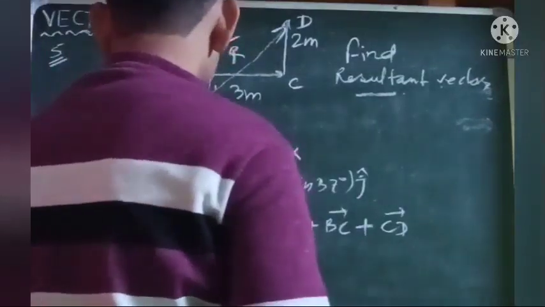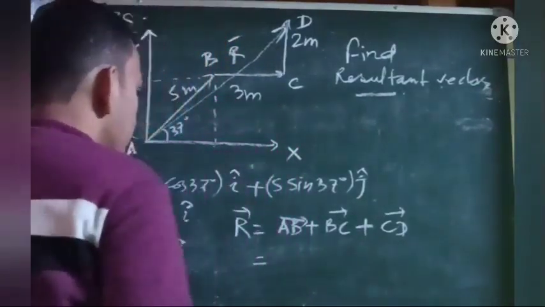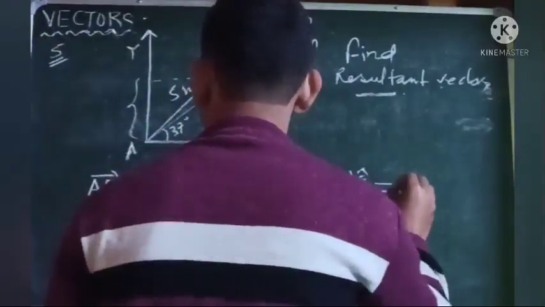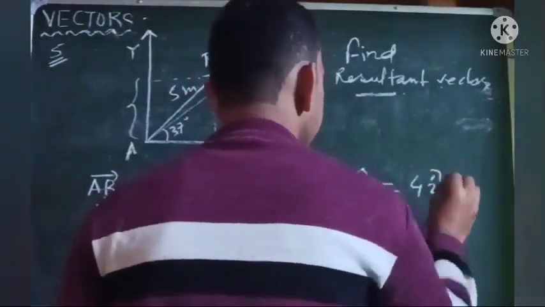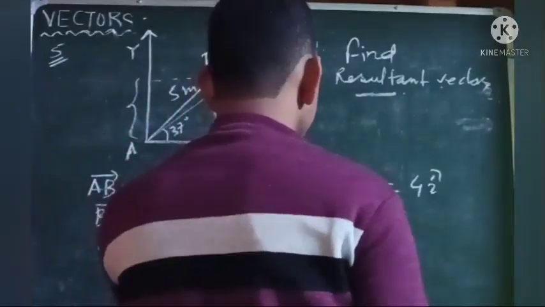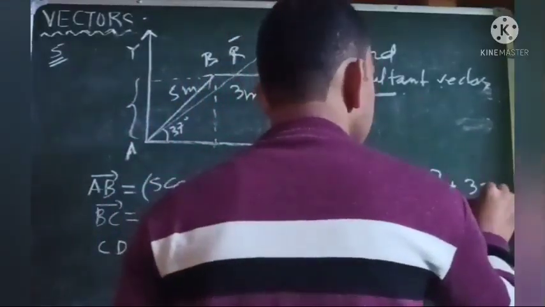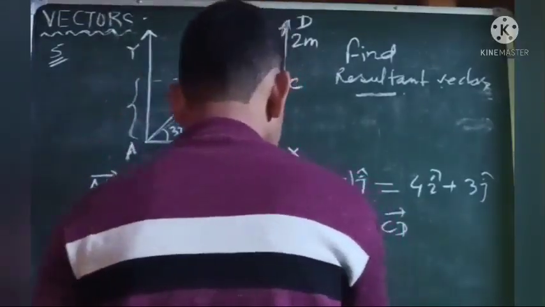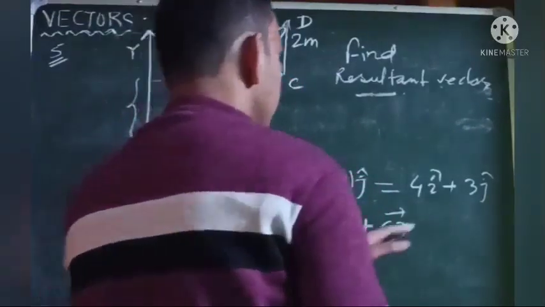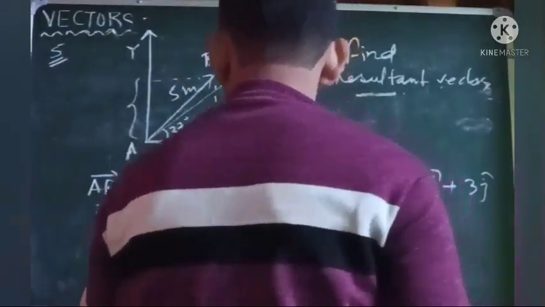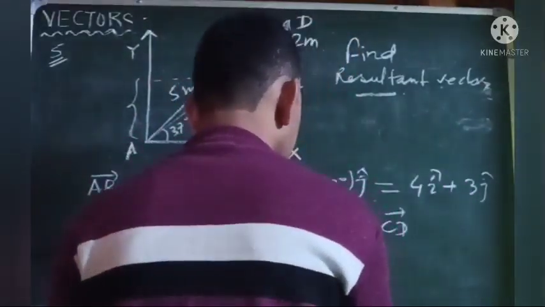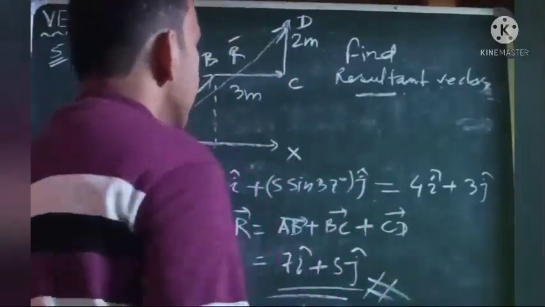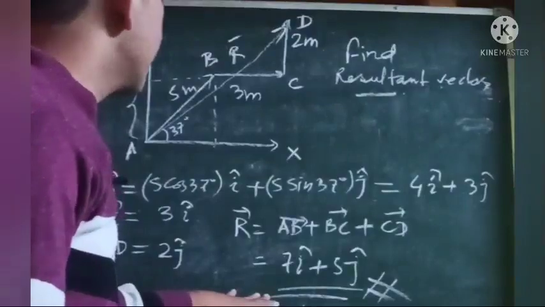Here cos 37 is 4 upon 5, so this is equal to 4 I cap. Sin 37 is 3 upon 5, so plus 3 j cap. So 4 I cap plus 3 I cap is 7 I cap, and 3 j cap plus 2 j cap is 5 j cap. So this is the required vector. This is the resultant vector which we are required to find.